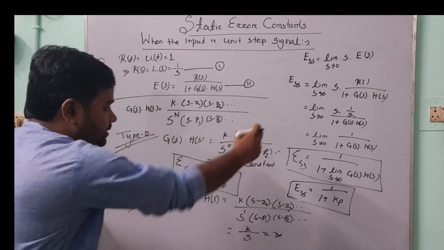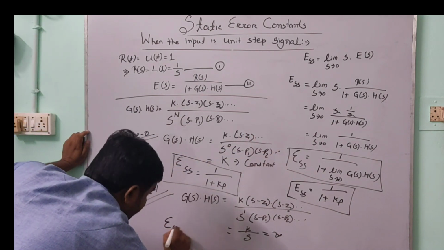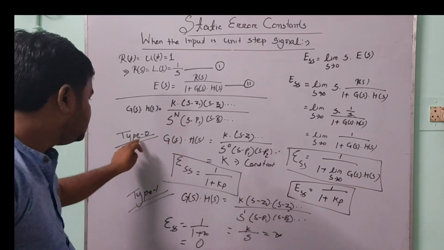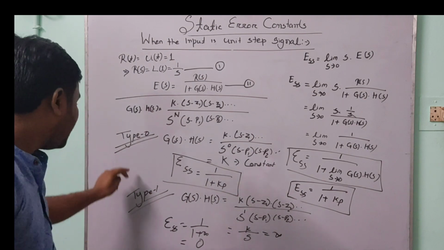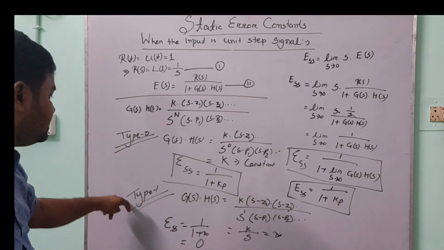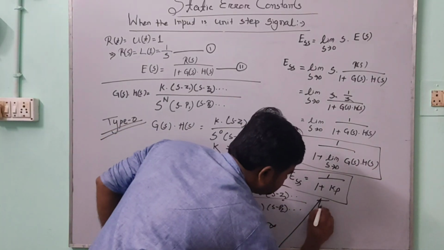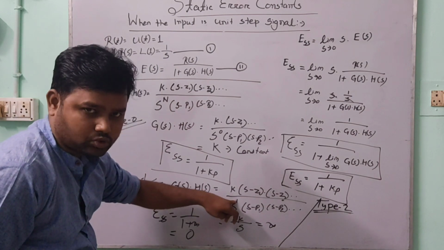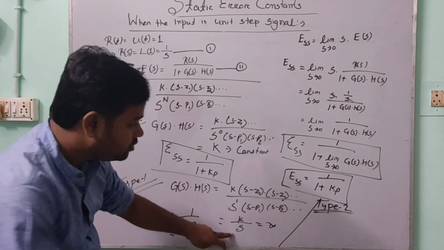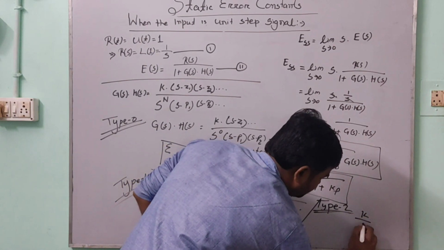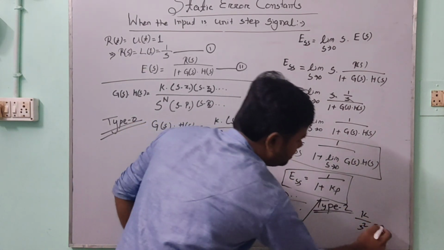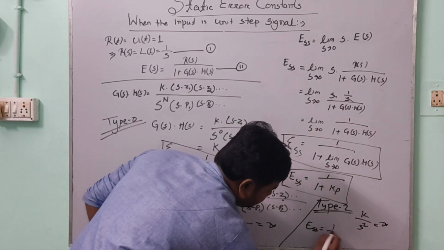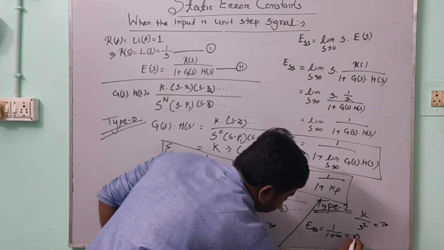So for a type 1 system, the value of ESS will be 1 divided by 1 plus infinity, which is equal to 0. For type 0, the value is constant. For type 1, the value is 0. And we will study the type 2 system. In a type 2 system, the s value will be squared. That implies the same value K by s will be repeated as K by s square. The value of s is equal to 0, so here the value will be again infinity, and the ESS will again be 1 by 1 plus infinity, which is equal to 0.